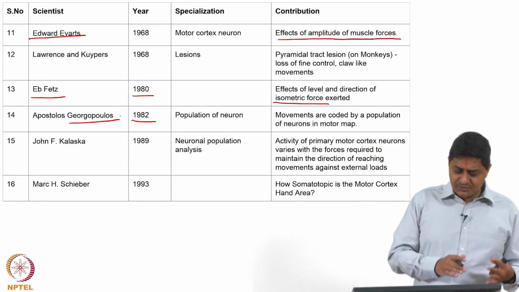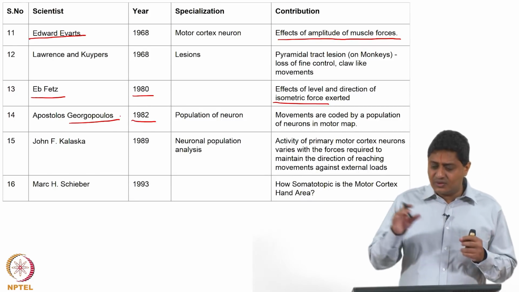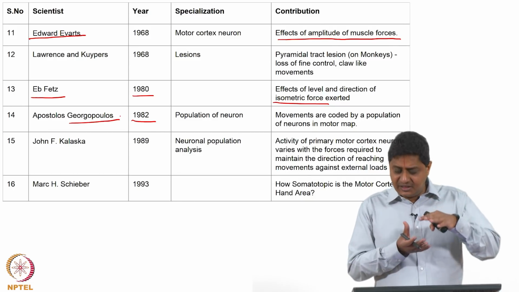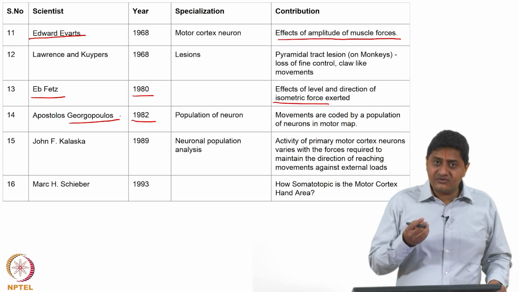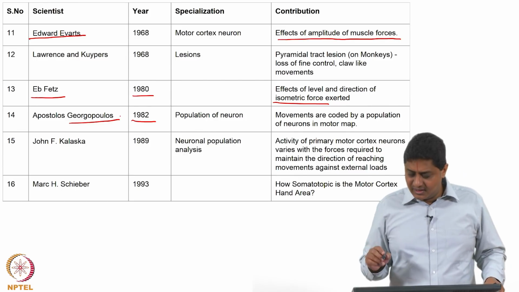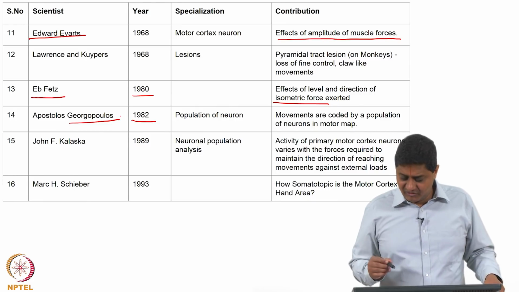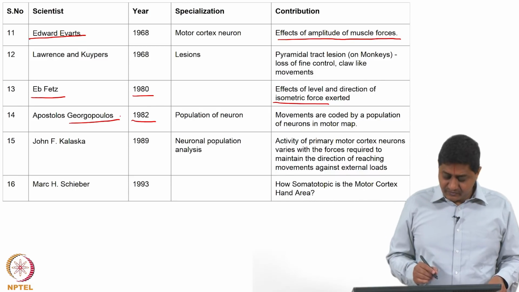What is the difference between this work and Evarts' work? Evarts studied the activity of single neurons versus this. Here, summation of the activity of multiple neurons gives some insight into what is the actual movement that is being made, or what is the aspect of movement that is being made. For example, the movement direction in this case.